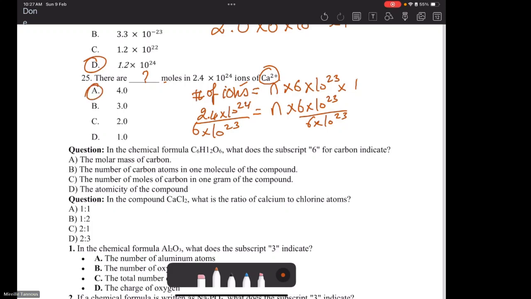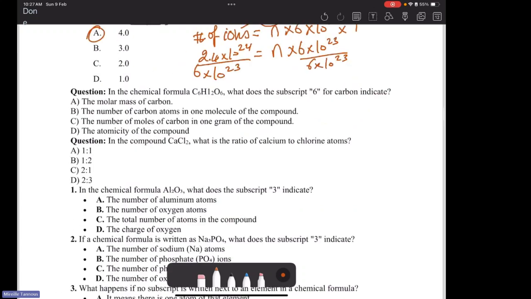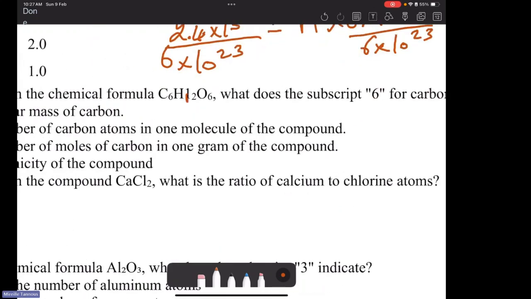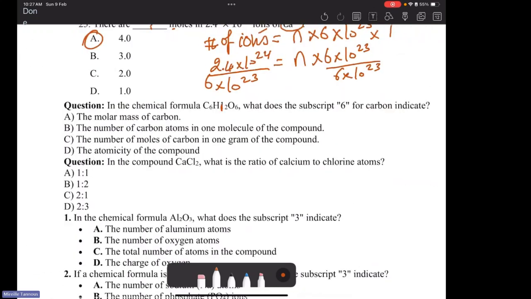A. Now, moving on. In the chemical formula of C6H12O6, what does the subscript 6 for carbon indicate? This is the atomicity of carbon. It shows me how many carbon atoms I have in one molecule. It's not in 1 gram. It has nothing to do with the mass. And be careful, it's the atomicity of carbon, not the compound. So the answer is B.